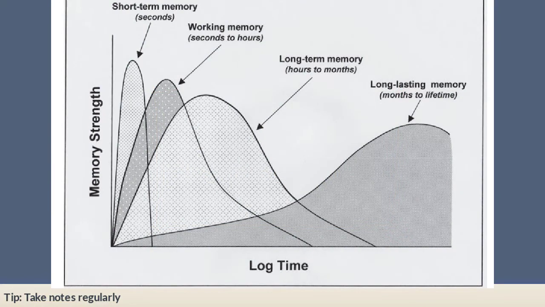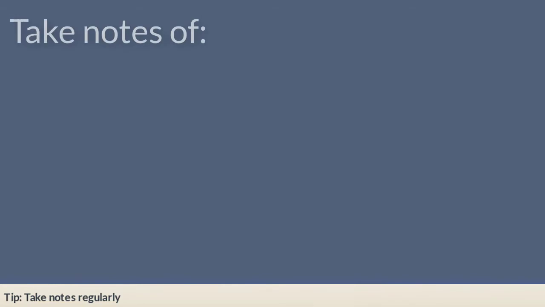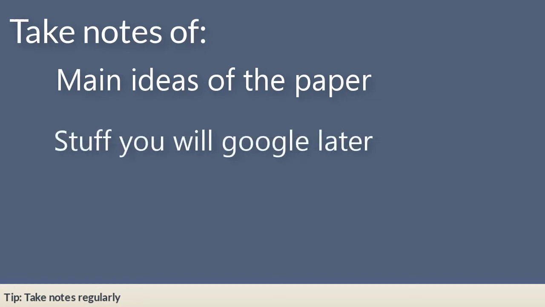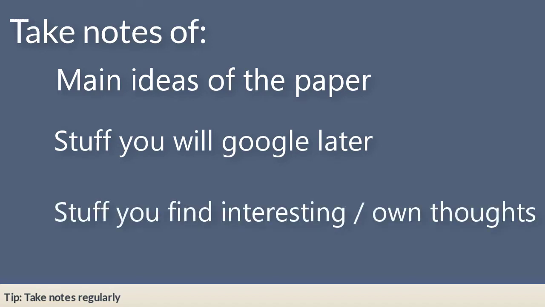My personal way of doing so is to take 3 separate types of notes. Firstly, I take down the main ideas of the paper very roughly. Secondly, I take down stuff that I did not understand to be able to Google it later. And thirdly, I take down stuff that I find interesting, especially if you plan on conducting your own research. Those are mostly random thoughts that come up while reading the paper.